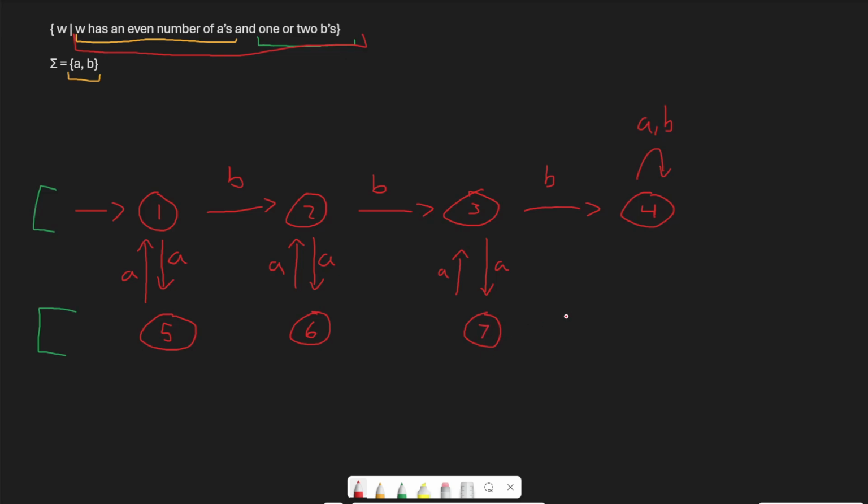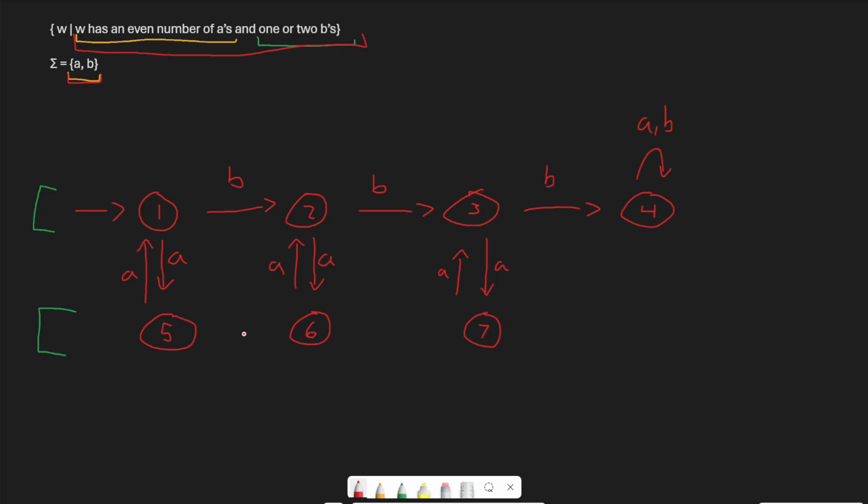Creating a new state, state 7. Now we're not going to do it for state 4 because this is the dead state. That means we have 3 or more B's, so this entire language cannot be accepted. But as I told you earlier, we need a B and an A arrow coming out of every state because our alphabet is A comma B. So you'll notice here states 5, 6, and 7 only have A arrows coming out of them.